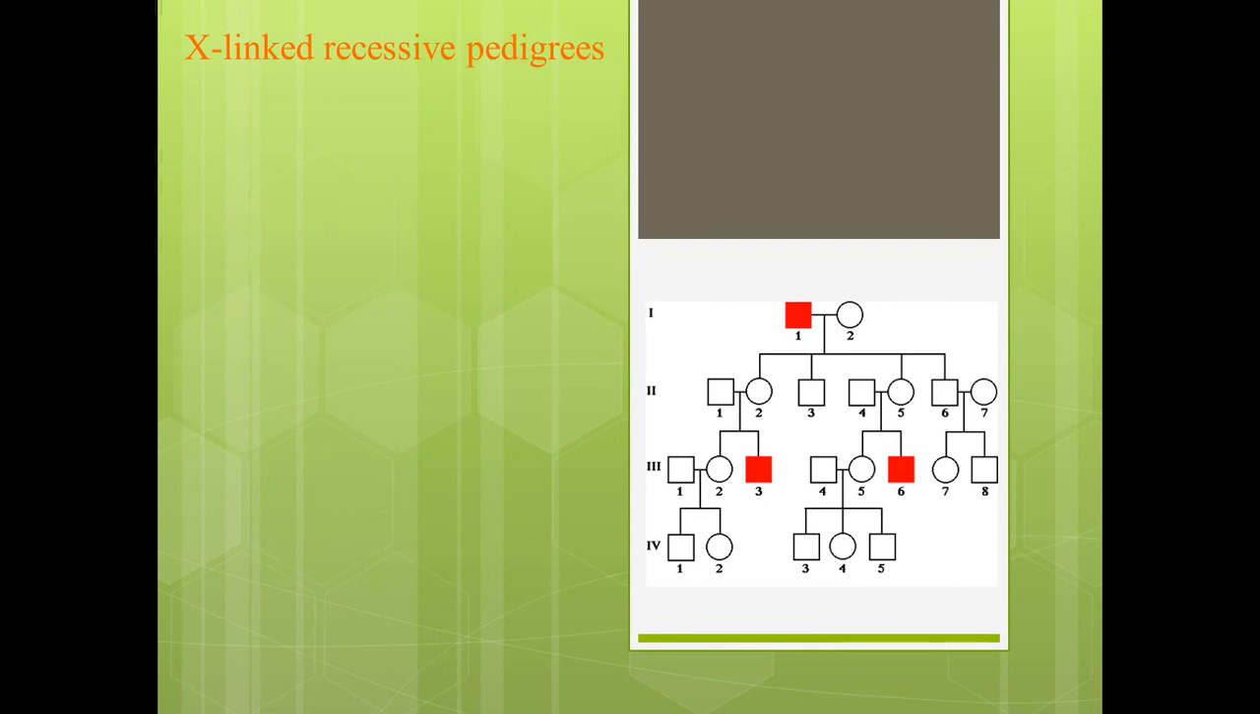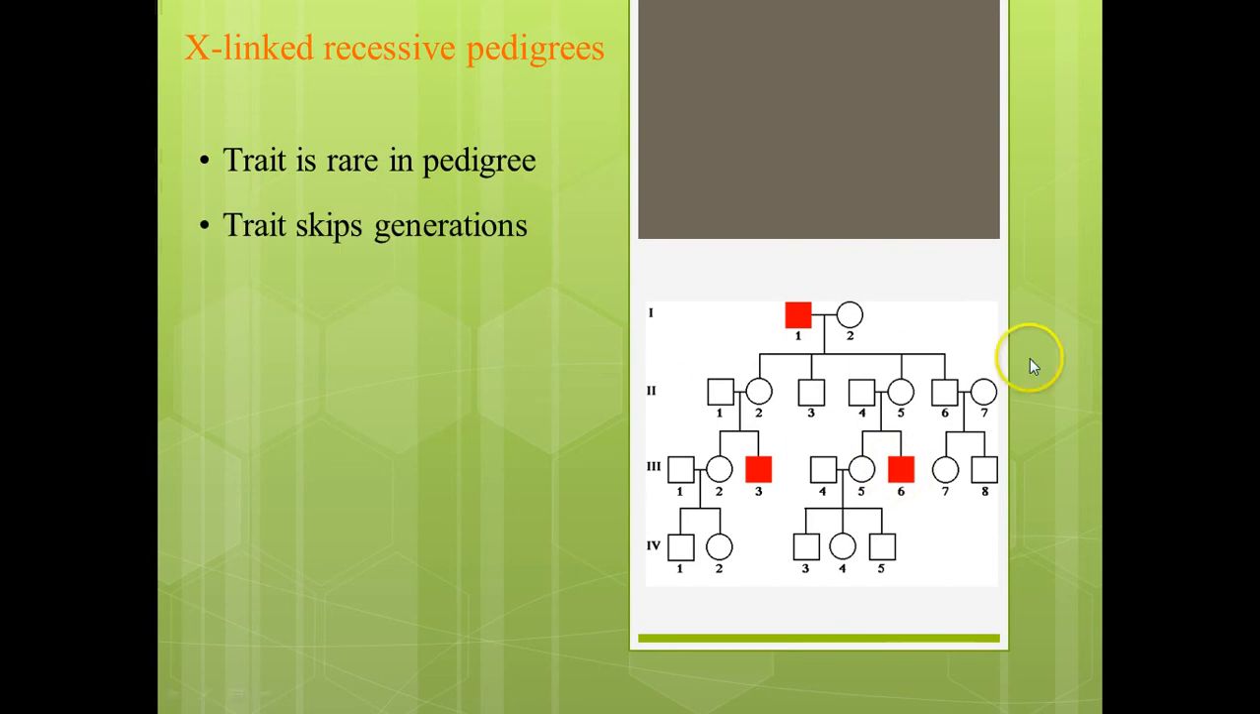On to the next kind, X-linked recessive pedigrees. So this means the trait is found on the X chromosome. It's very rare in the pedigree. You can see that only 3 individuals in this family have been affected. It skips generations. Nobody in this generation inherited it, even though you know that at least one X from this parent had to have passed on to these individuals.